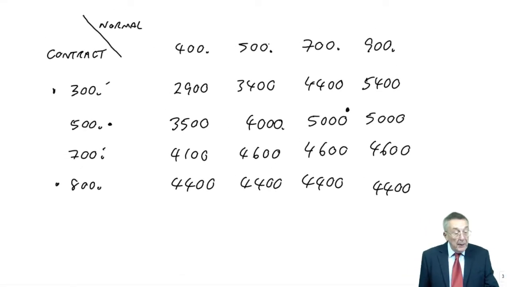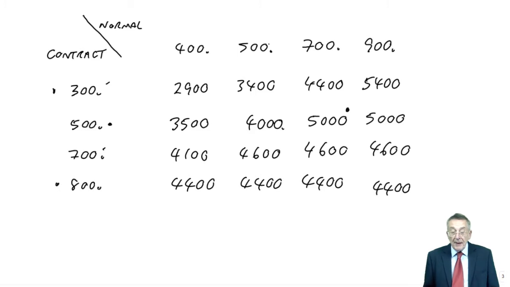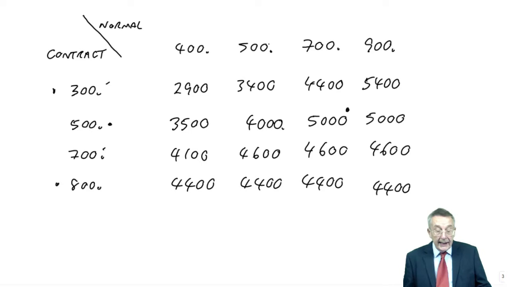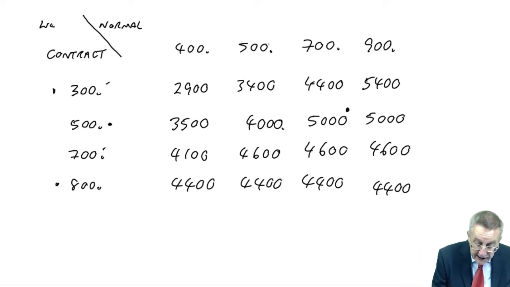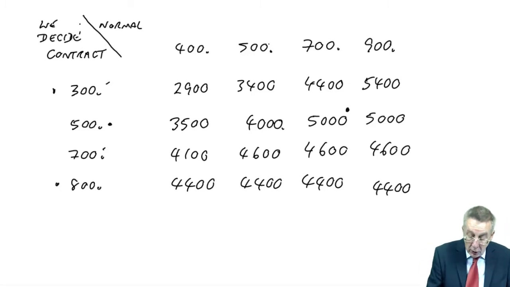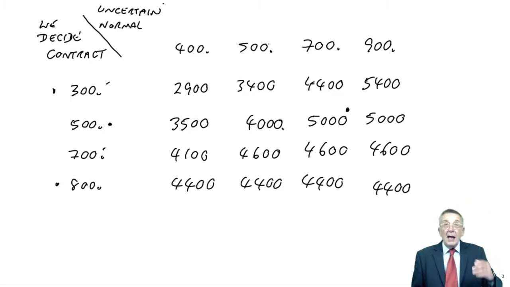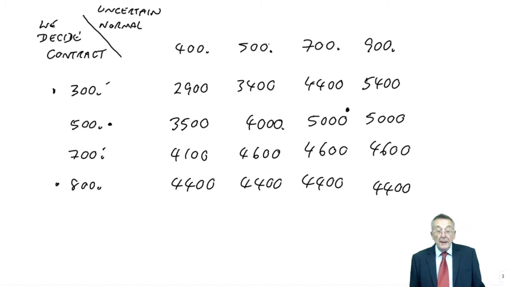Okay, now let's look at part B, where we need to learn the decision-making rules. We've got all those profits, and of course the level of profit we make depends on what we decide. We decide on the contract size, whereas the normal demand is uncertain. And as I said before, there's no best way of making the decision. In the exam, you do whichever way or ways you're told to use.